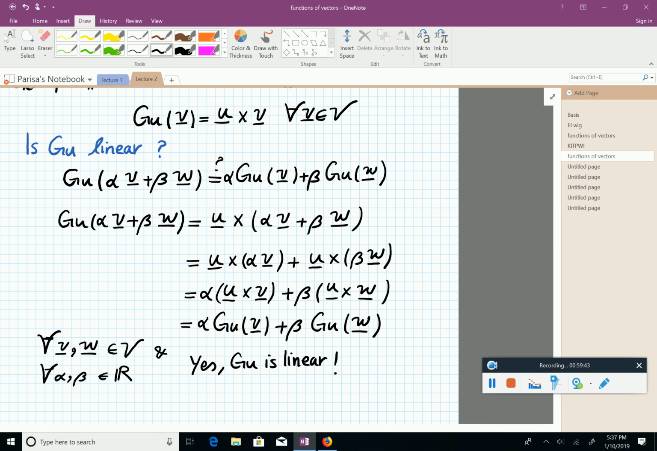Gerald, question. So it is linear. Why could I easily go from line 1 in the solution to here? Cross product is distributive, right? Yeah, we can do that. Just wanted to make sure that you paid attention.